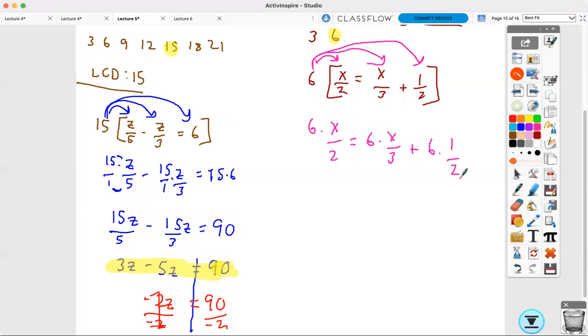All right, that means simplify the left side. So 6 over 1, right? 6 times x is just 6x. 1 times 2 is just 2. 6x over 2 is just 3x. No more fraction.